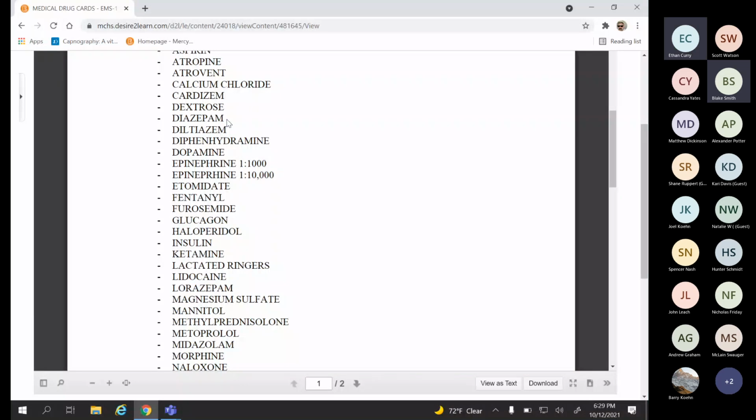0.3 to 0.5. Same as an EpiPen, right? 0.3 to 0.5. All right. So then what is epi 1 to 10,000 then? Different, same medication, different concentration. What do we use that for? Cardiac arrest. Cardiac arrest, absolutely.